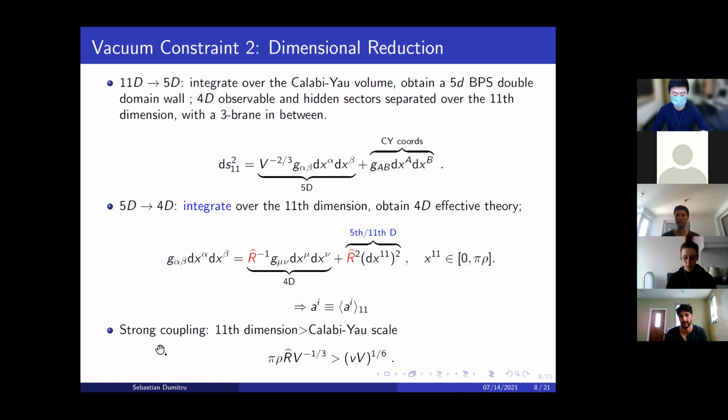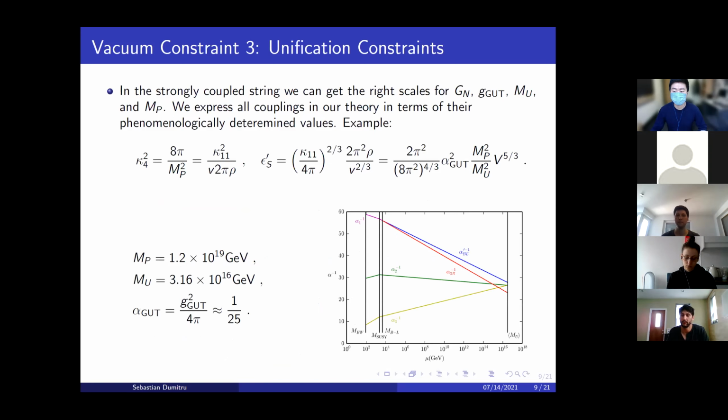And so the strong coupling condition is that we ensure that the hidden and the observable walls are well separated. This translates into the length of the 11th dimension interval being at least larger than the Calabi-Yau size. So why do we want to be in the strongly coupled case? The problem with the weakly coupled heterotic string is that you get a Newton constant in 4D which is too large.